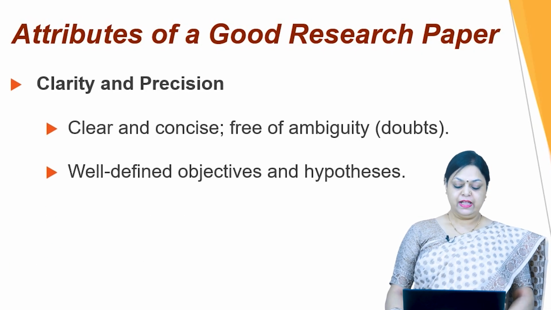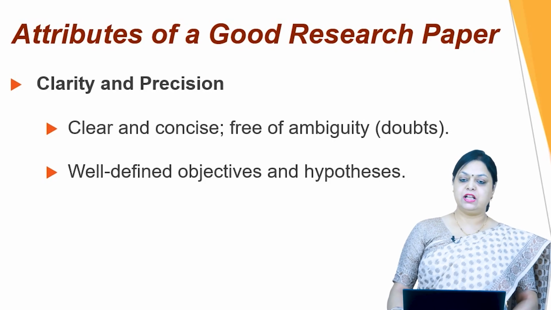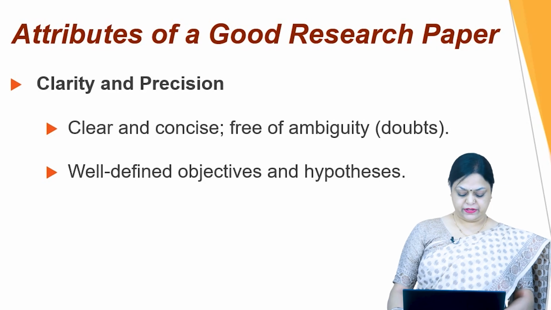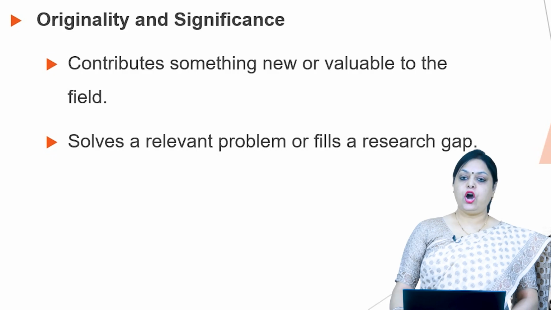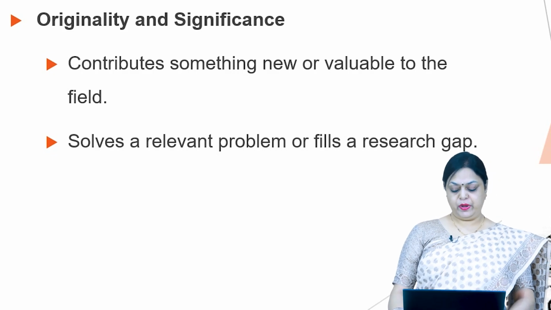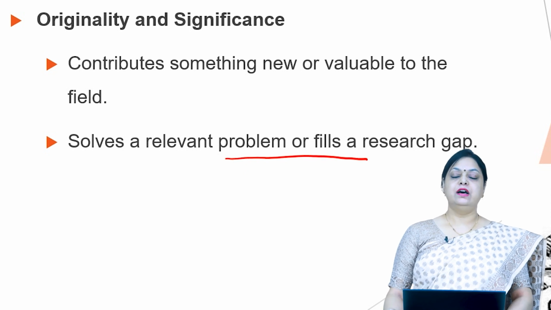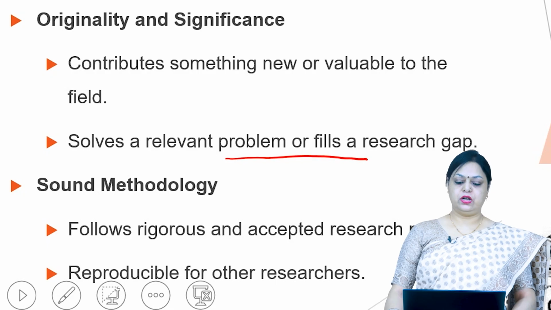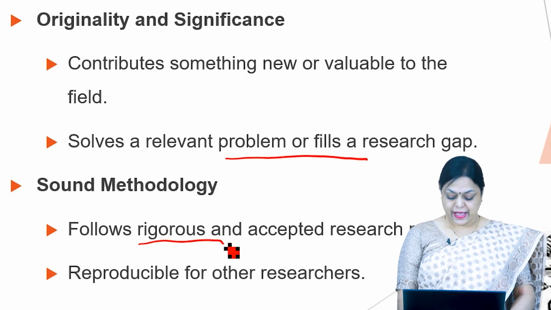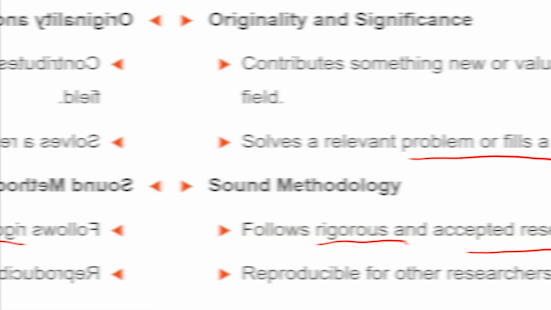First and foremost thing, clarity and precision. The research paper should be clear and concise and free from ambiguity, with well defined hypothesis and objectives. Originality and significance. Contribute something new or valuable to the field, solve a relevant problem or fill a research gap. Sound methodology. Follow rigorous accepted research protocol, reproducible for other researchers.